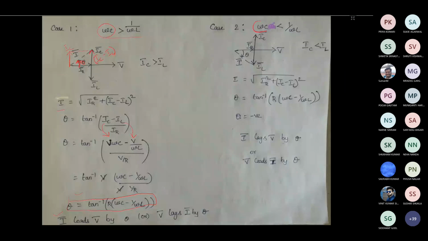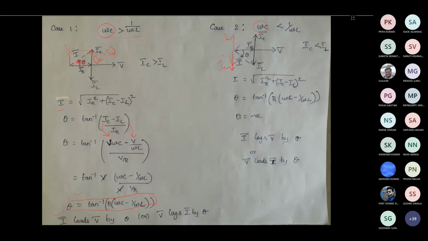In the second case, if omega C is lesser than 1 by omega L, here we will be getting the inductive effect. So the current will be lagging the voltage by a certain angle. So if you consider I_C in this part and I_L in this side, both are opposite to each other. So the overall current will be I_C minus I_L. Since omega C is lesser than 1 by omega L, I_L is greater, so the overall current will be in the downward direction.